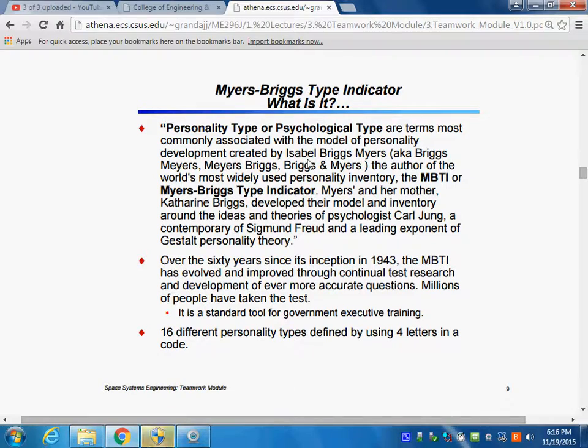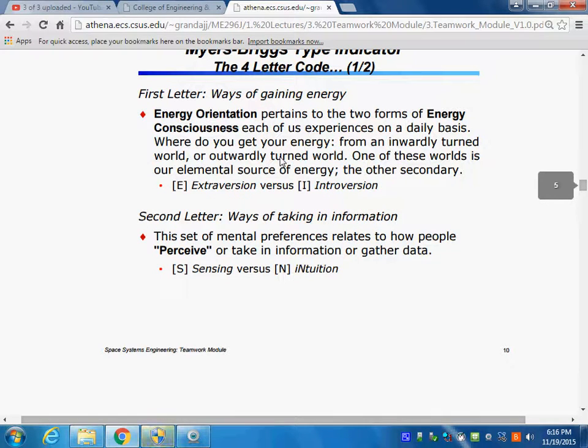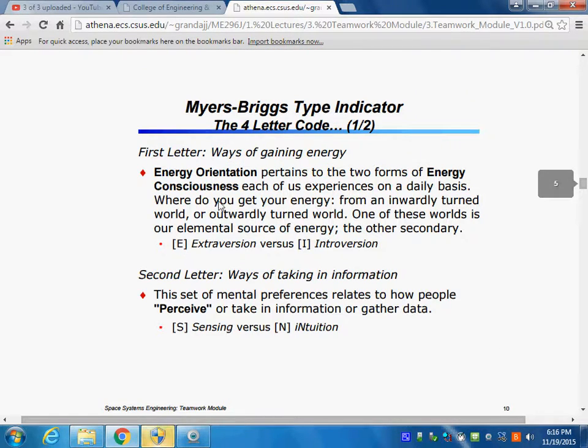And there's no score. That's the beauty of this. There's no score that is better than another. It's just different. We are all different, and that's the point I'm trying to make. So in this case, you have a four-letter indicator. The first letter is how you gain energy.